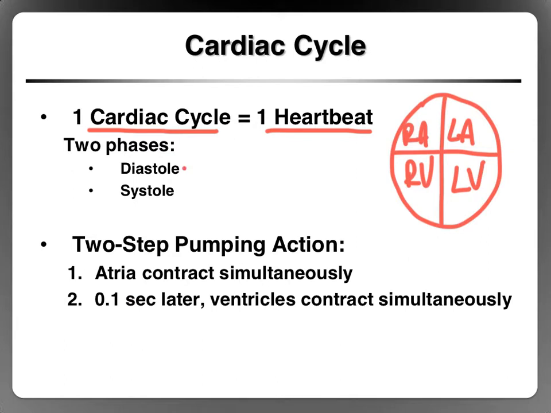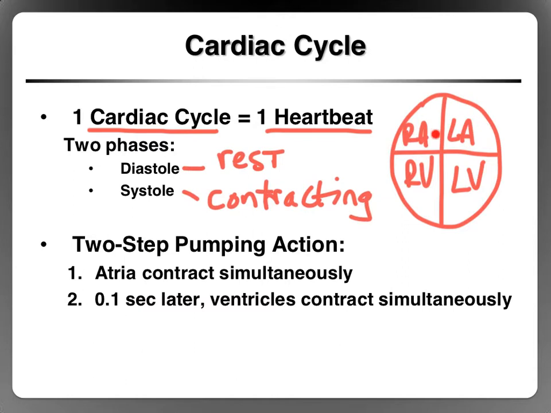The word diastole is used when one of the heart chambers is at rest, and the term systole is used when a heart chamber is contracting. So again, two-step pumping action: the atria contract, then while they are relaxing, there's a 0.1 second pause, and the ventricles contract. And then these relax, and the whole thing starts again. So one set of contraction, atria, then ventricle, equals one heartbeat, one cardiac cycle.